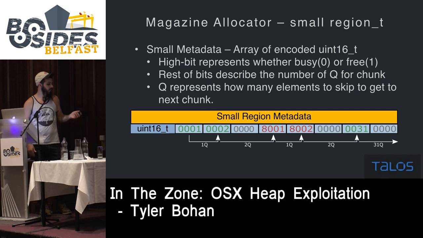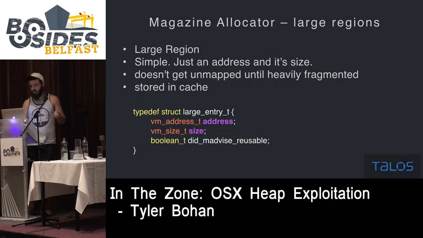Our small regions are nearly identical, but they decided to put it all in one thing, and the top bit determines whether it's free or in use. These are in use. These are free. The top bit decides. I'm not sure why they did it differently for tiny versus small. Here's some more information about the large region that you're more than welcome to check out on your own, or you can talk to me about it later.